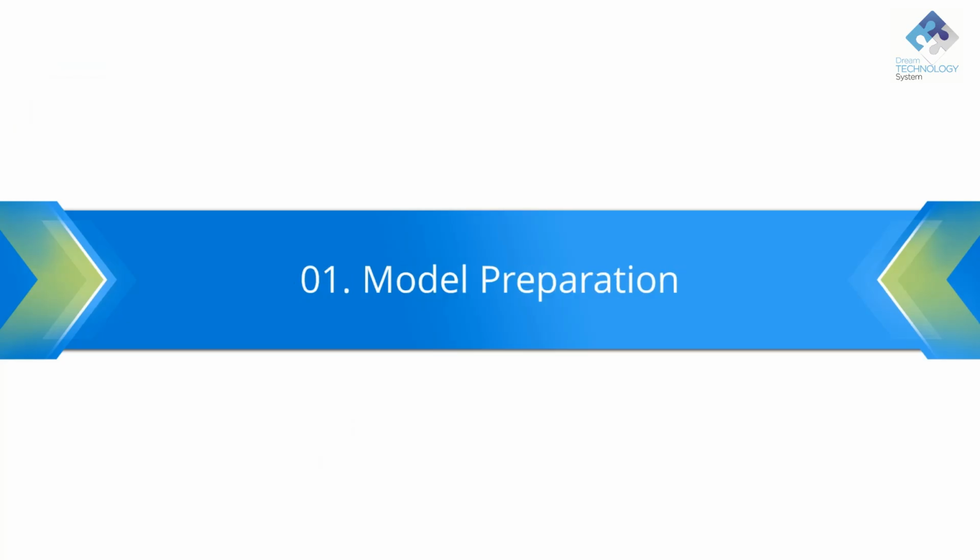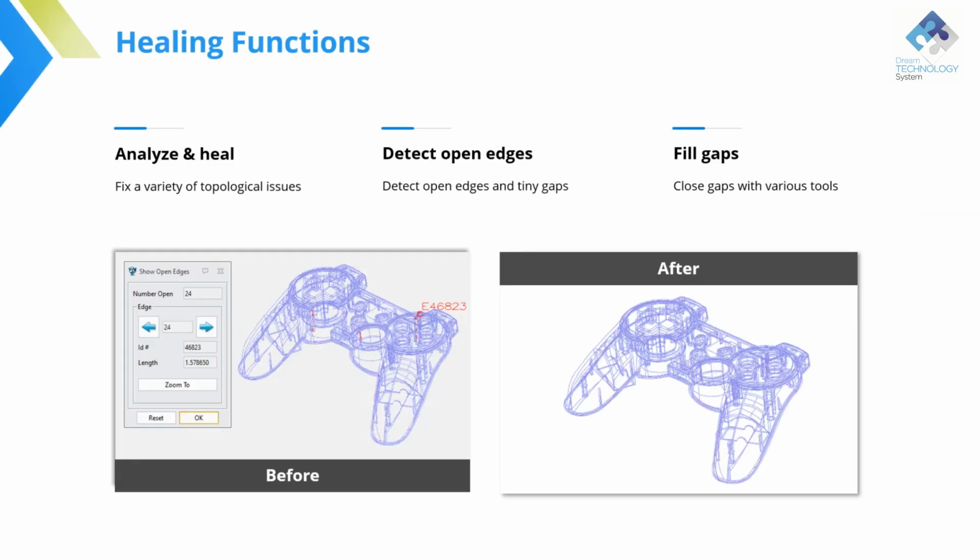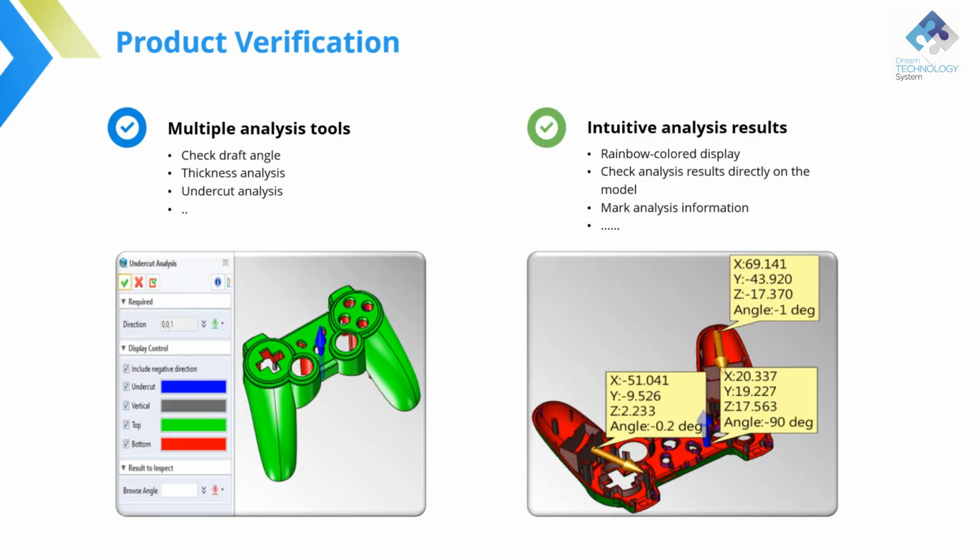The first one is model preparation before mold design. ZW3D has an independent healing module for mold repairing. It can analyze and heal tiny unmatched faces automatically. It also detects the open edges and fills the gaps on models. ZW3D offers a lot of analysis tools, such as draft angle, thickness, and undercut analysis. Users can check the result at any position by browsing on the model, and the analysis result can be marked for further process of mold design.